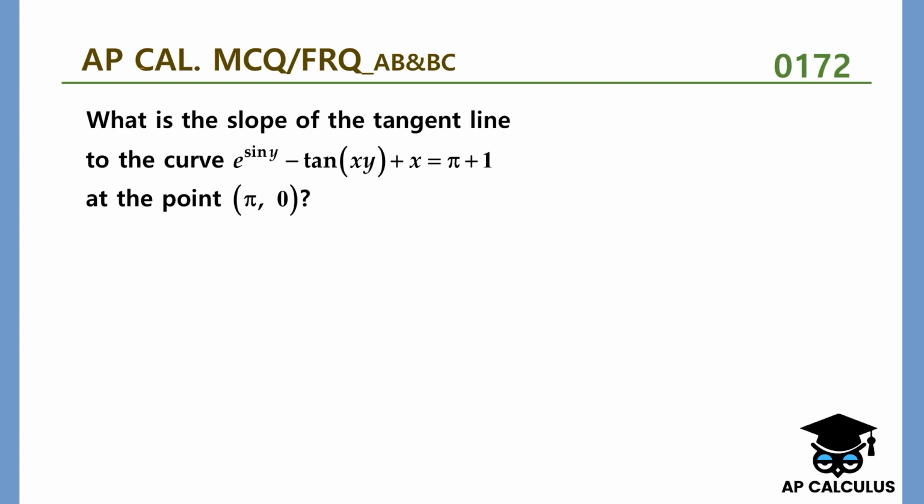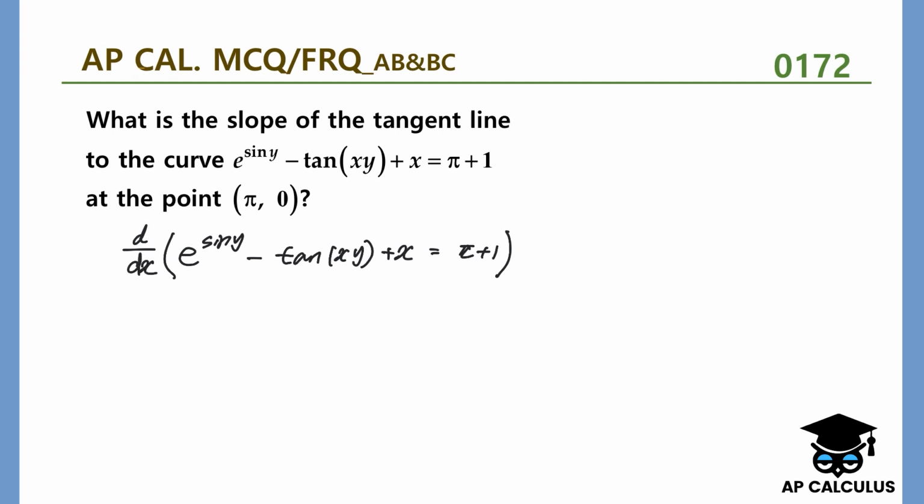Question 172. What is the slope of the tangent line to this curve at the point pi comma 0? So this is an equation in implicit form, and we're going to do implicit differentiation. Let's rewrite this equation: e to the sine y minus tangent xy plus x is equal to pi plus 1. So let's differentiate with respect to x.